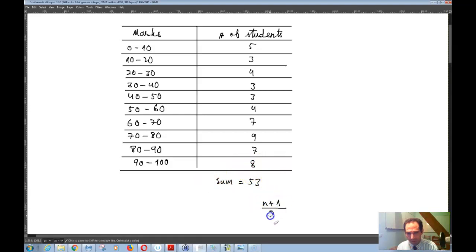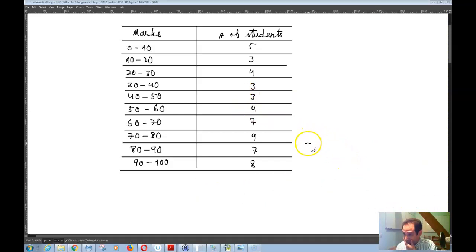plus 1 divided by 2. So 54 divided by 2 is equal to 27. The 27th observation. And the 27th observation, you have to add these numbers together. Again, you get the problem of finding the cumulative frequency of these numbers. So let's see how they have solved this problem.